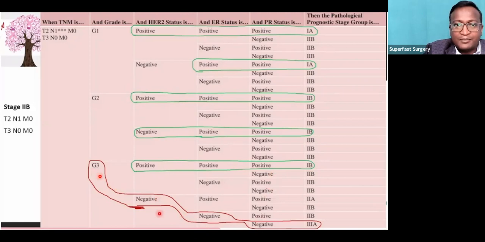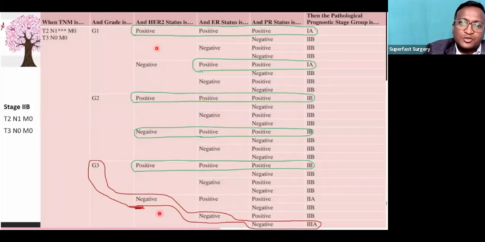So they say that based on this pathological prognostic stage, though it is stage 2B based on anatomical staging, it has a different prognostic stage pathologically, and it should be treated as 3A. Okay, this is a new concept in the new AJCC.